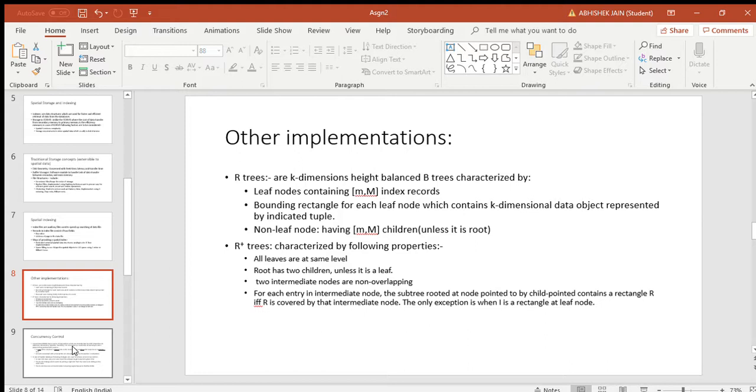R plus trees are characterized by the following properties. All leaves are at the same level. Second, the root has two children unless it is a leaf. Third, two intermediate nodes are non-overlapping. Fourth, for each entry in an intermediate node, the subtree rooted at the node pointed to by the child pointer contains a rectangle R if and only if R is covered by that intermediate node. The only exception is when the intermediate node I is a rectangle at a leaf node.